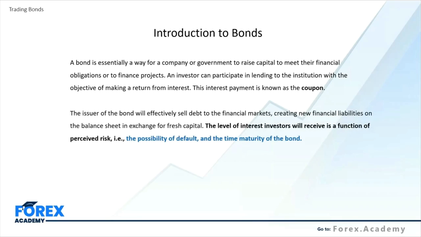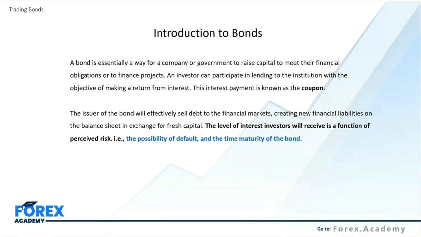The issuer of the bond will effectively sell debt to the financial markets, creating new financial liabilities on the balance sheet in exchange for fresh capital. So basically, they're issuing debt to the markets, hoping that investors will pick up this debt and replace that with fresh money so that they can continue and invest in the markets.